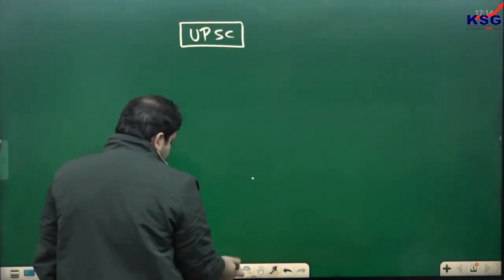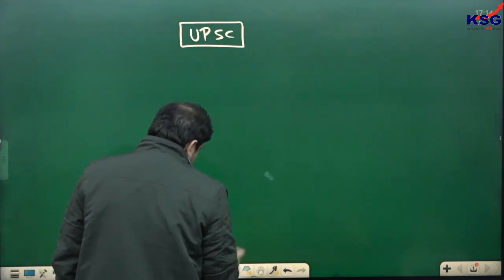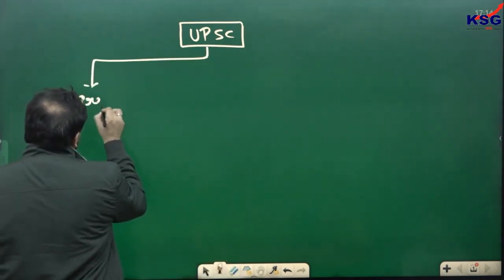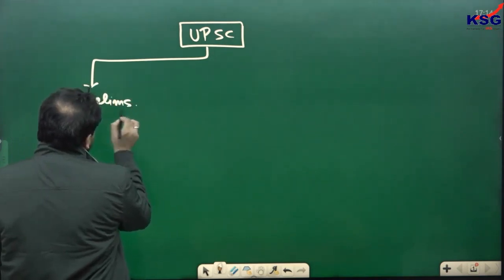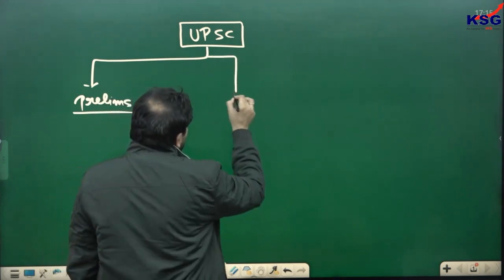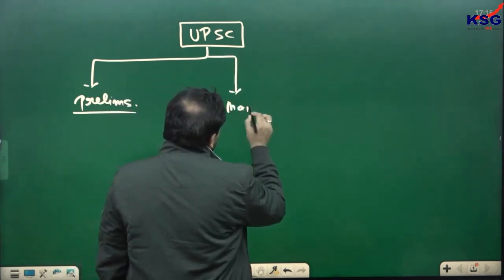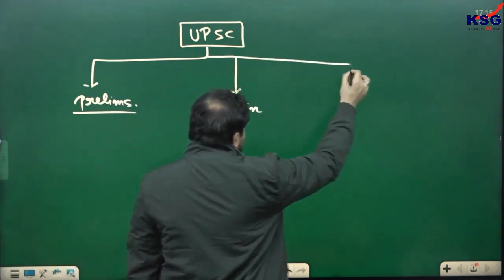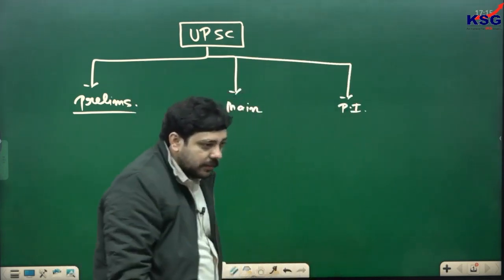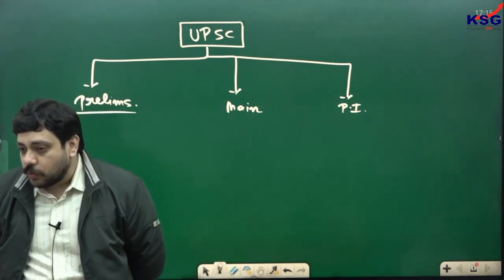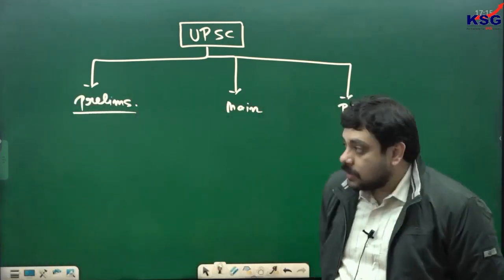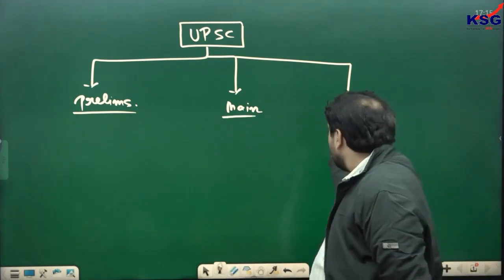we know that the UPSC examination is broken down into three categories. One is the prelims examination, which is also known as the preliminary examination. The second one is the main examination. And third is the personality interview. Right? Very simple categorization of the UPSC syllabus. The prelims examination, the main examination, and the personality interview.